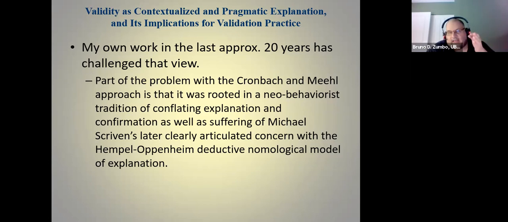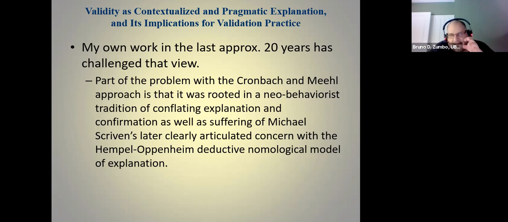And my own work in the last approximately 20 years has challenged the Cronbach and Meehl view to some extent, still staying within the notion of explanation, but not the Hempel-Oppenheim kind of deductive nomological model of explanation. Part of the problem with the Cronbach and Meehl approach is that, given it's the 1950s, it was rooted in a neo-behaviorist tradition of conflating explanation and confirmation, as well as suffering from what Michael Scriven later clearly articulated, these concerns with the Hempel-Oppenheim deductive nomological model.